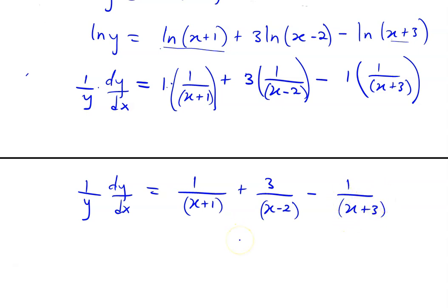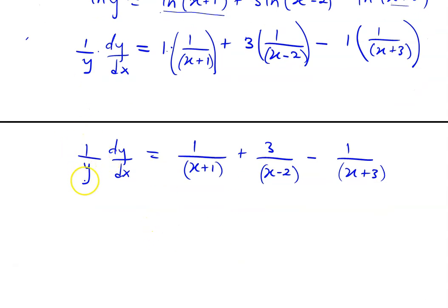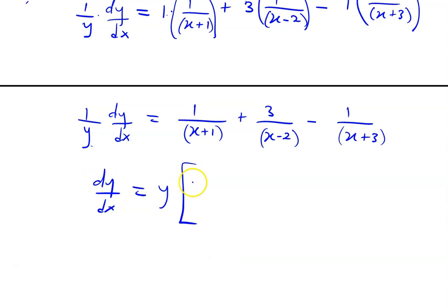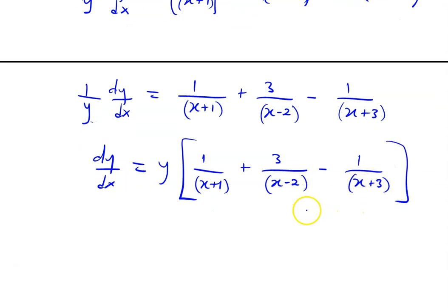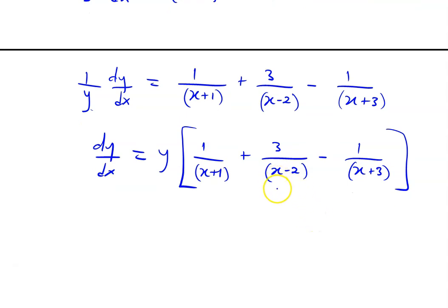Yes. So we can do cross multiplication with the y. We are not done. So the dy on the dx equals to, we do cross multiplication. That is, we bring the y there. So it's going to be y all into brackets, 1 on what? x plus 1 plus 3 into bracket x minus 2, right? Minus 1 into bracket x plus 3. Yes, very good. But we just want all the variables to be x.